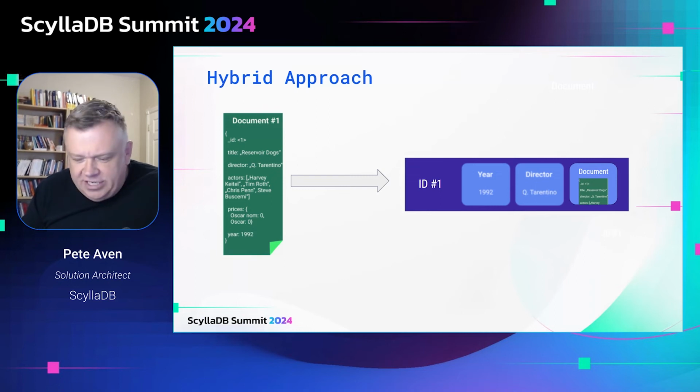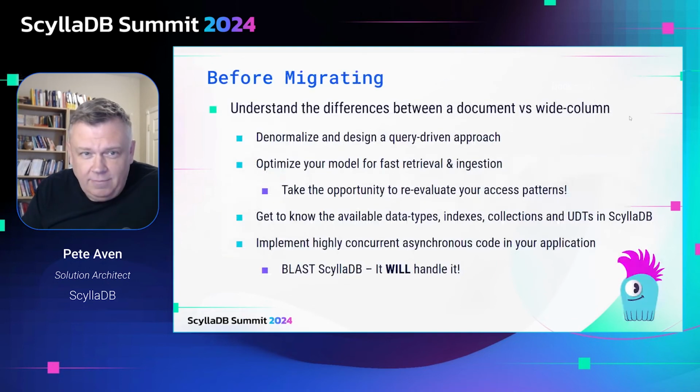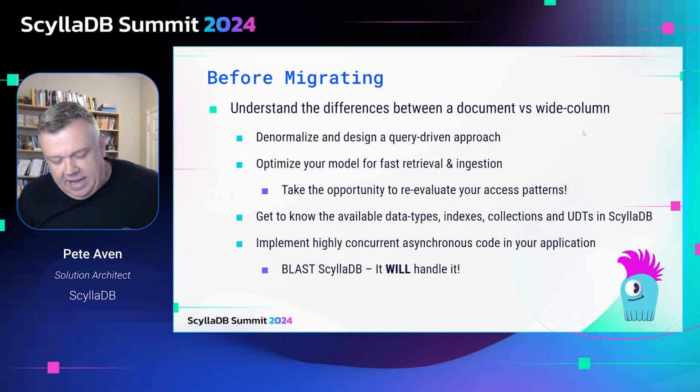So it's not always just, hey, take the document and turn it all into rows and columns. Usually you'll see more of a variation, a hybrid type approach.